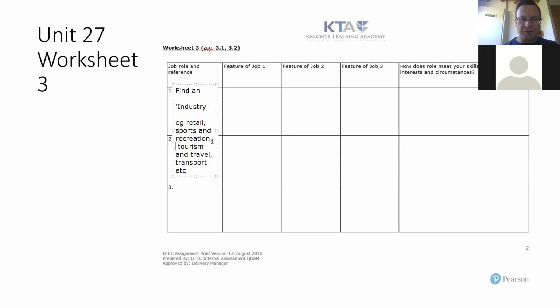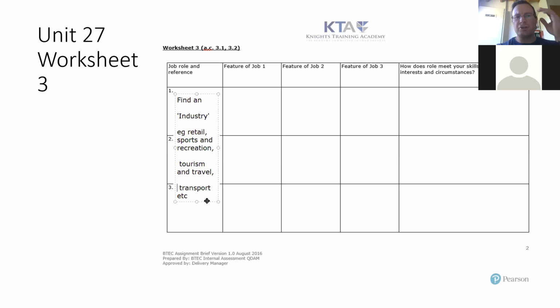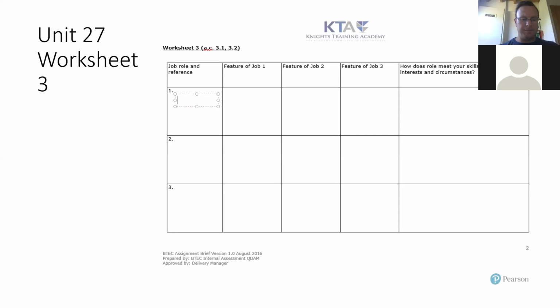Okay, so first things first, you've got to do 3 of these things. So first of all, what you do in your worksheet is you find an industry. Sorry, I'm on the completely wrong one. You find a job role. So you find a job. Your first thing is to find a job that's advertised in Indeed.